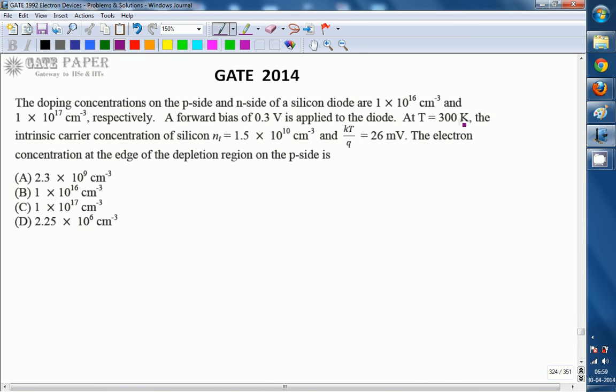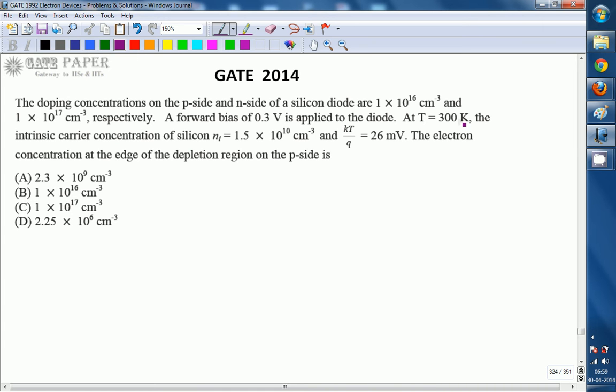Hello, we are discussing the GATE 2014 ECE paper, and the question is related to electronics. The doping concentrations on the P side and N side of a silicon diode are 1 into 10 power 16 per centimeter cube and 1 into 10 power 17 per centimeter cube. A forward bias of 0.3 volts is applied to the diode.